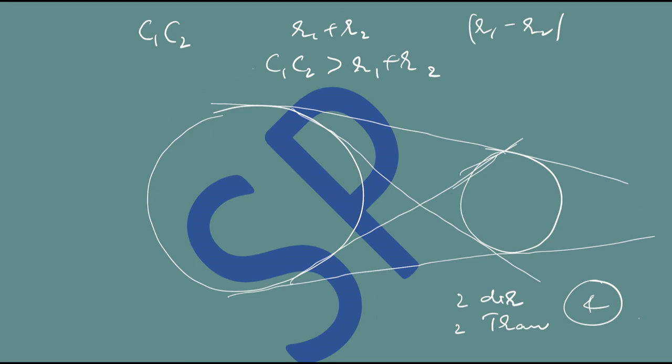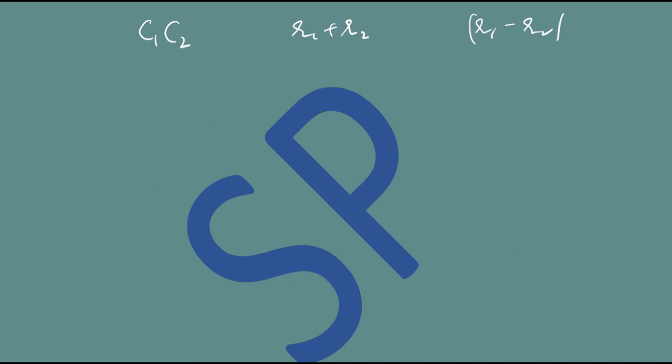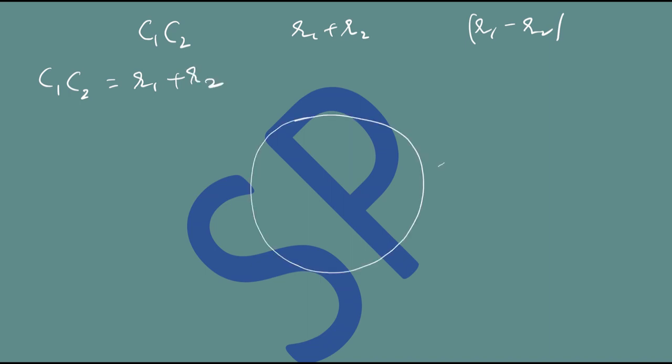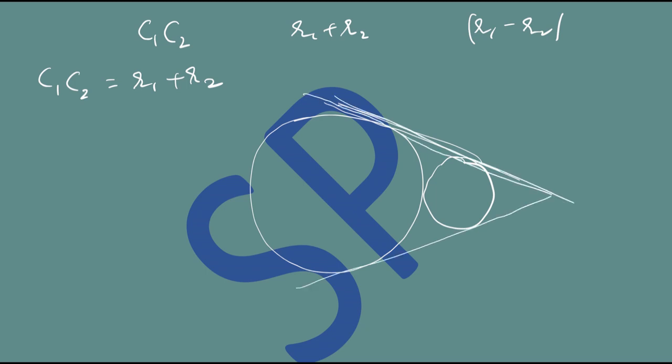Okay. Suppose after calculating these quantities C1C2, R1 plus R2 and R1 minus R2, say I got C1C2 is equal to R1 plus R2. It means that I have circles touching each other like this. Now you can see that I have two direct common tangents. You know, direct means circles should lie on the same side. Direct common tangents and one transverse common tangent, because circles are lying on the opposite side. So in this case, only three common tangents are possible. Two direct and one transverse common tangent.